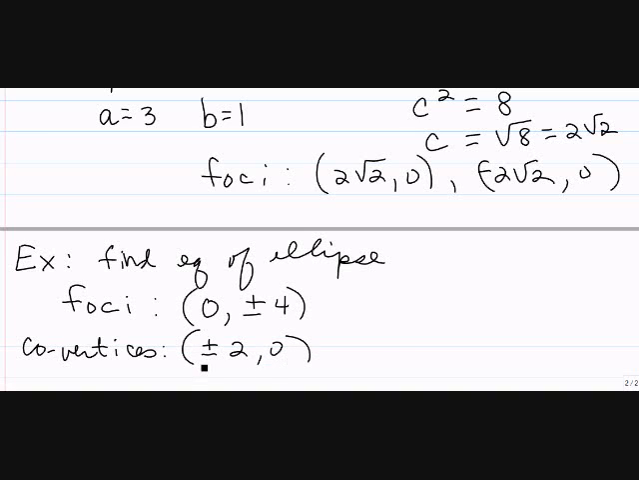So the first thing I'm going to do is make a little sketch. My focus at 0 comma 4 and 0 comma negative 4, and my co-vertices at 2 comma 0 and negative 2 comma 0. So I'm going to put dots for my co-vertices, and I'm just making a sketch. I'm going to put dots for my vertices, and they're going to be a little beyond the 4 and the negative 4. And these are the ones I've got to figure out.